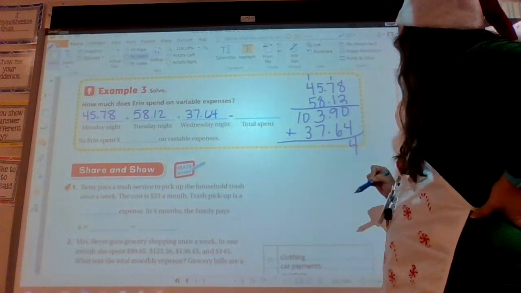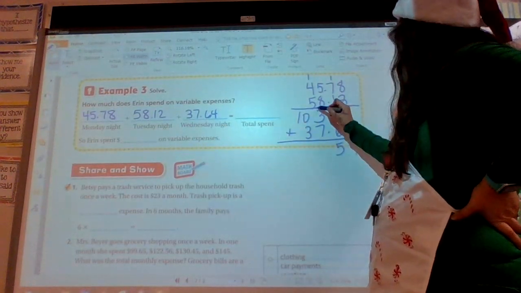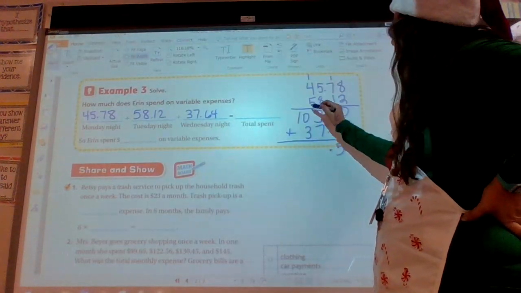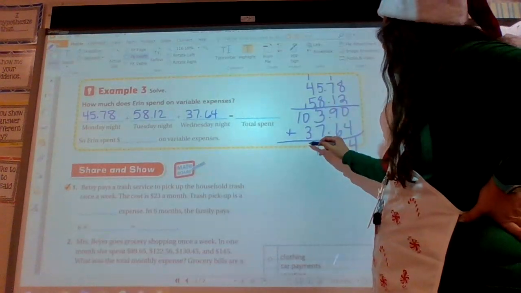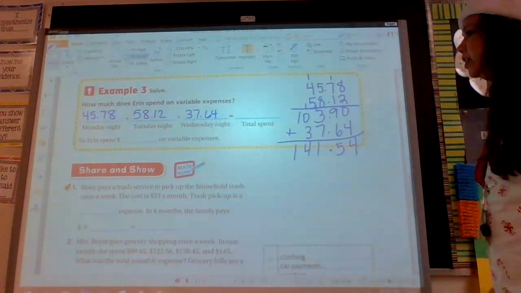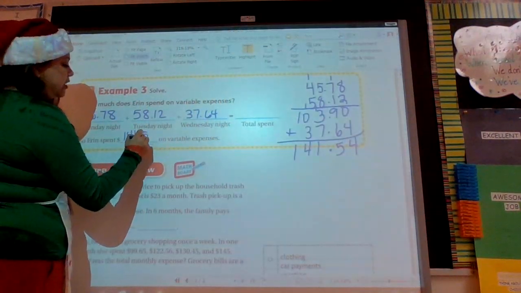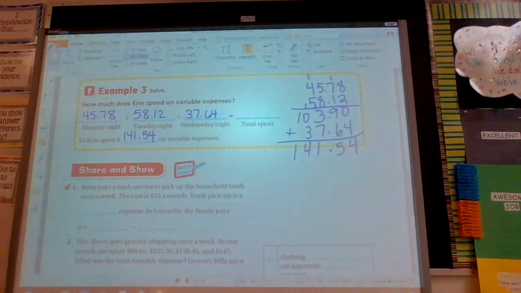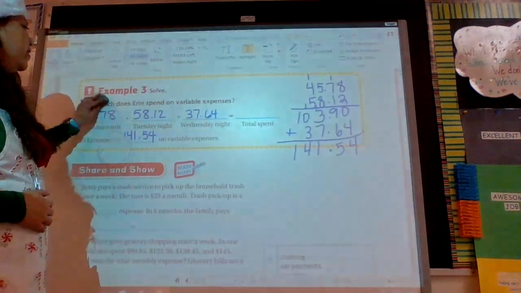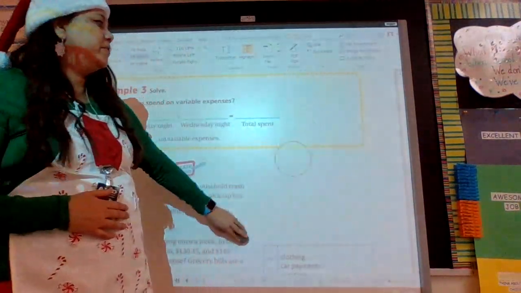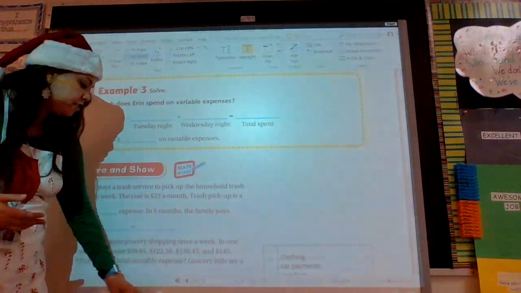That's 4, 15, because 9 and 6 is 15. 7 plus 3 is 10, plus the 1 is 11. 3 plus 1 is 4, and 1. So then when I added this, I got a total of $141.54 is what she spent in variable expenses. So remember, variable means the prices were all different. They changed. Did you notice that when we put it up there? And you can pause that video and go back to that if you need to.